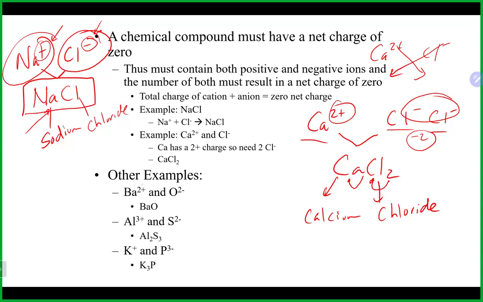So here we have barium, which is +2, oxygen, which is -2. So really in this case, we just need one of each of those to get to 0.